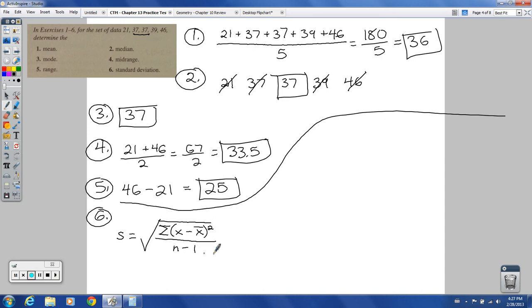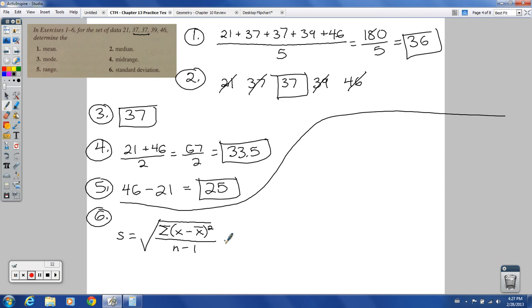This equation and some other equations I'm not going to make you memorize. I'm just going to make sure that you know how to use them. So you have to know what this is. If I gave you something like a matching choice, you should recognize, oh, that's standard deviation. But I'm not going to make you memorize this equation. You just need to know how to use it.